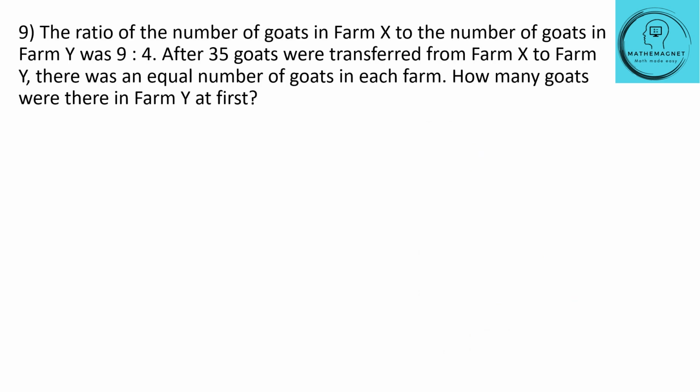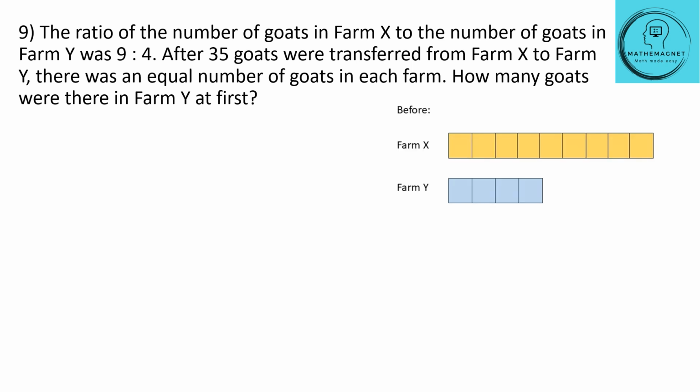Let's look at the next question. Question number 9. The ratio of the number of goats in farm X to the number of goats in farm Y was 9 is to 4. After 35 goats were transferred from farm X to farm Y, there was an equal number of goats in each farm. How many goats were there in farm Y at first?